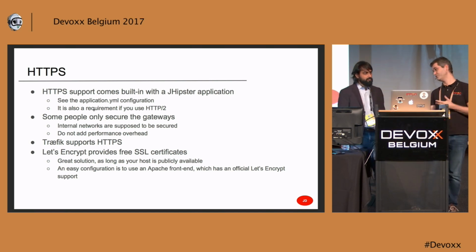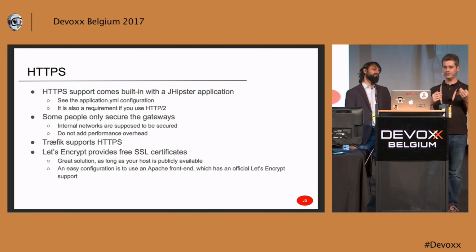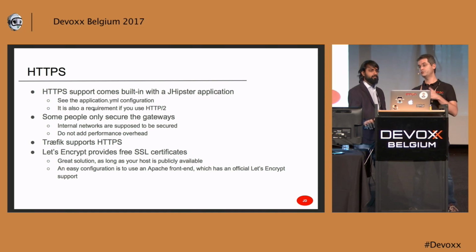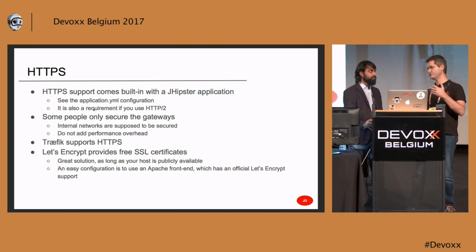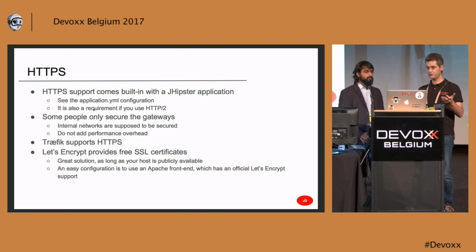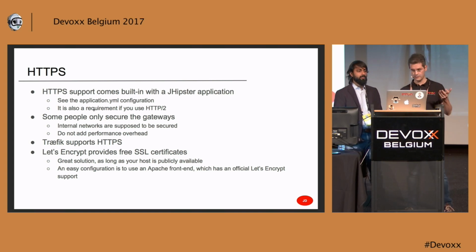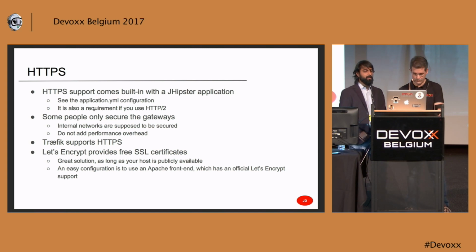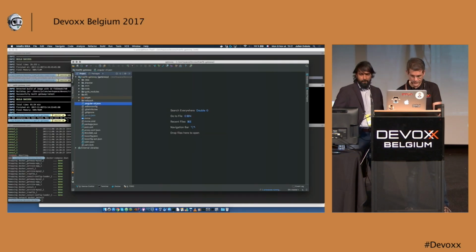HTTPS is important for security, of course, but it's also important because if you want to do HTTP2, you need HTTPS. It's not a requirement in the specification, but all browsers that have HTTP2 support require HTTPS. So we support HTTP2 configuration as well. It is commented out by default, but we can enable that as well. Let me show that to you.